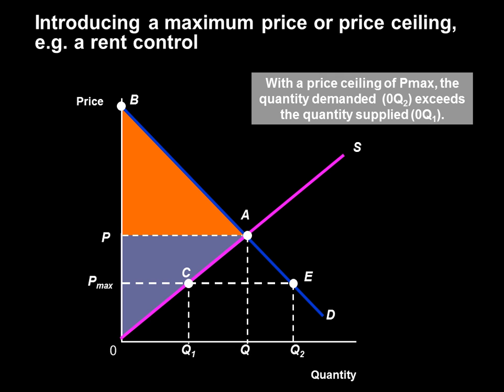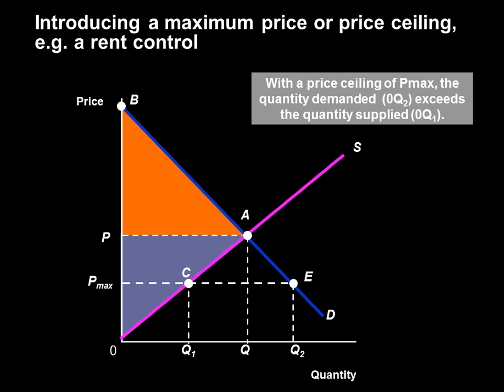And this diagram actually shows what would happen if we had a rent control. Here we've restricted the price to P max. That's a price ceiling of P max. You can see that the equilibrium price is, or it should be, OP, and the equilibrium quantity would be OQ if the market was not being interfered with.